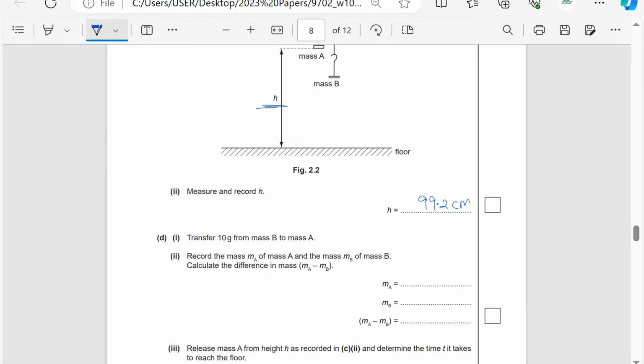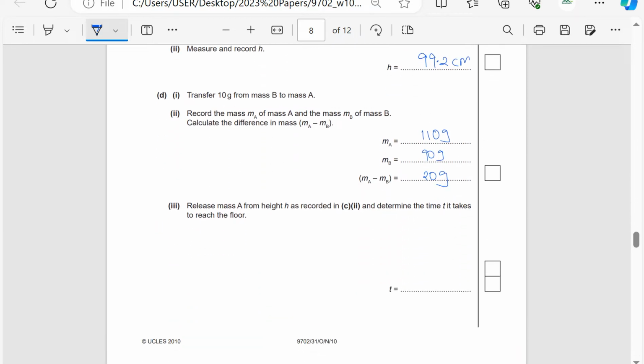Okay. Then transfer 10 gram mass from B to A. Remember, they were all 100. So if you transfer 10 grams from B to A, it means the mass of A has increased by 10. So MA is 110 grams, and MB has reduced by 10, so it is 90 grams. So when you subtract 110 minus 90, that is automatically 20 grams. There's nothing to be done here.